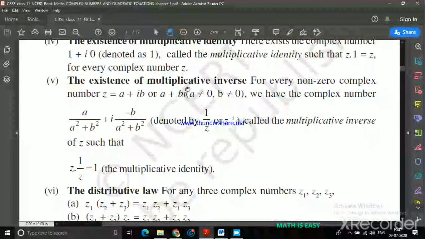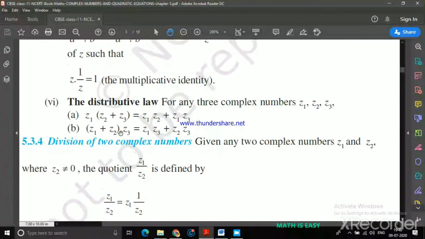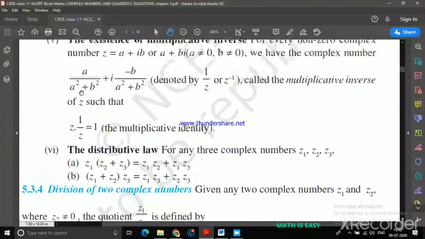For multiplicative inverse, I have to do the reciprocal that we already discussed. For example, if A plus IB is there, then the multiplicative inverse will be 1 upon A plus IB. A plus IB into 1 upon A plus IB is going to be 1. So if Z is a complex number, its multiplicative inverse is going to be 1 upon Z. For example, 2 is a number, then its inverse will be 1 by 2. If 1 by 3 is a number, its inverse will be 3. That we already studied in lower classes, right? The same happens with the complex number. For 1 by Z, if I do rationalization, then you are going to get this number.